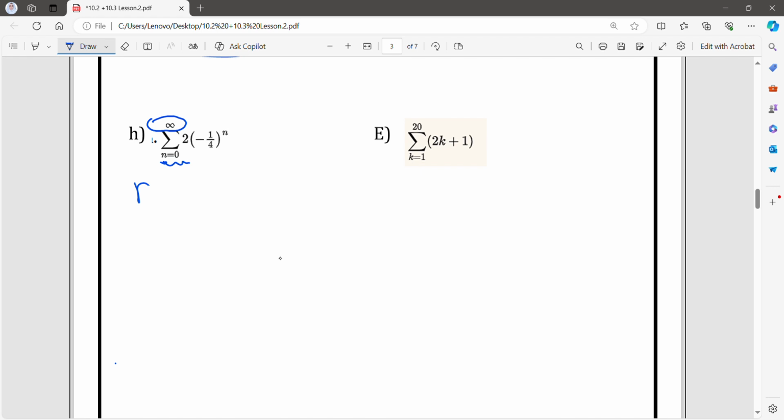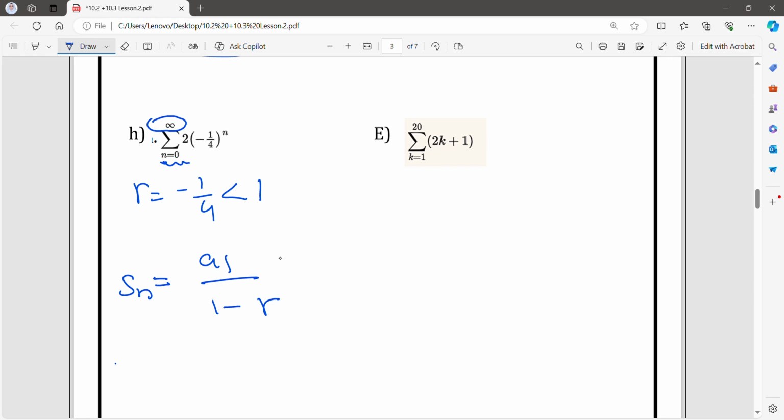What is my r here? r is negative 1 over 4, which is less than 1. It means we can find the sum. And now because we are finding the sum of an infinite geometric sequence, the formula is different here. If it's an infinite geometric sequence, the formula will be Sn equals a1 over 1 minus r. We don't have n in the formula now. Why? Because we don't know the last term, right? We don't know how many terms we have. So we don't have n, so you will use this formula.